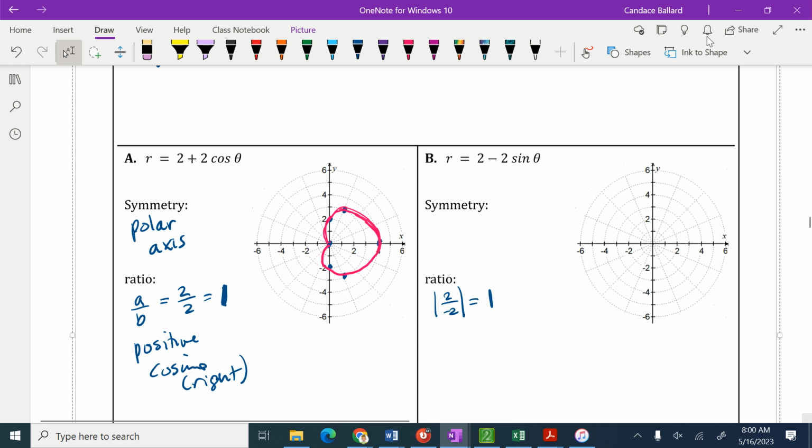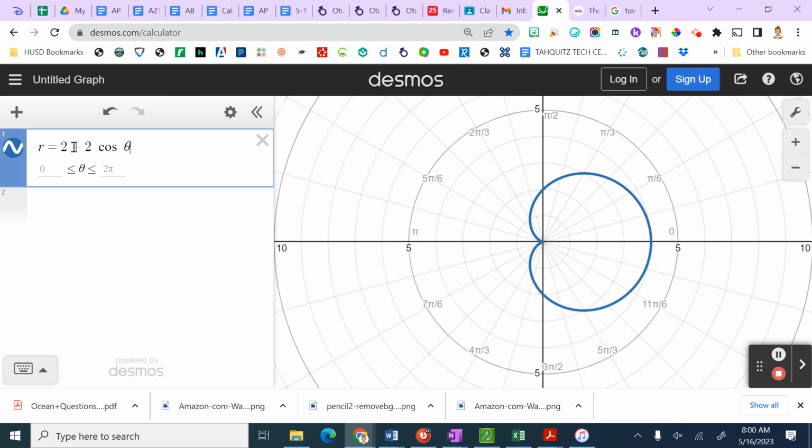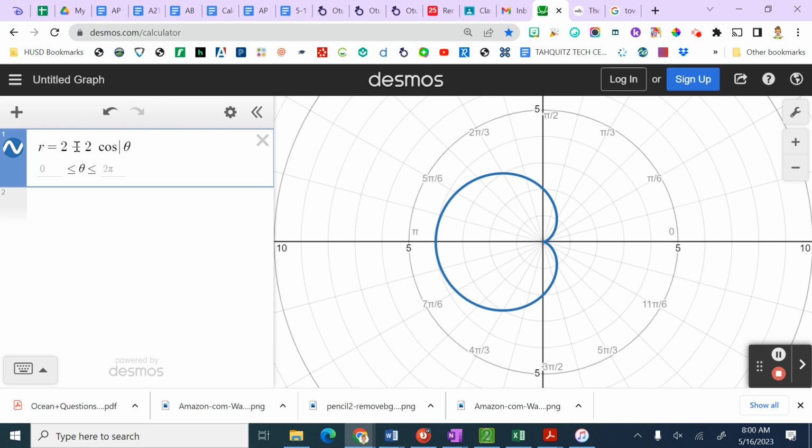Okay. So we've got 2. I'm switching this to a minus. And then I'm going to switch this cosine to a sine. Some other interesting things pop up when you do that. All right, were we correct? Yep. Okay, so now I just have to sketch this one.